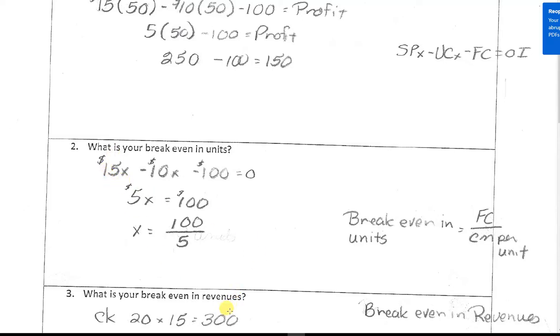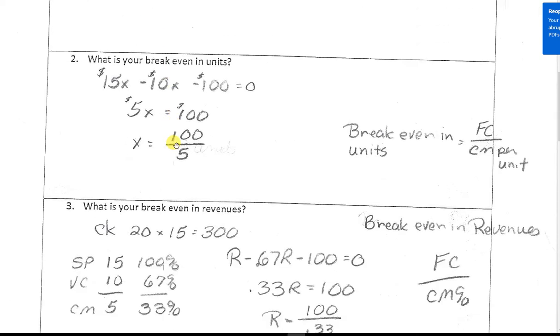Okay, but there is another way that you do have to know because you're not always given all this information, okay? And that other way is to figure out what percentage of the selling price is the contribution margin or variable cost. So the first thing that I do, I'm going to go over here. I take my selling price of 15 minus my variable cost of 10 equals contribution margin of 5. Selling price is always 100%. So variable cost percentage is 10 divided by 15, and contribution margin is 5 divided by 15.